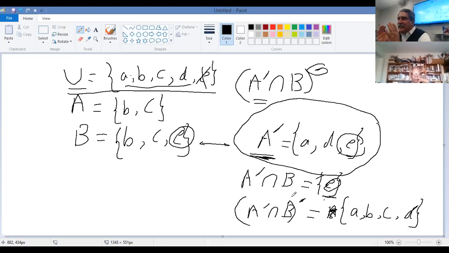So you see, the key is this. Go step by step. Go from inside to the outside. Start from the inner part going outside. First we find what is A prime. Then we find what is A prime intersection with B. Then when we find the answer, which was E, we prime that. We made what is E naught. And that was the answer.